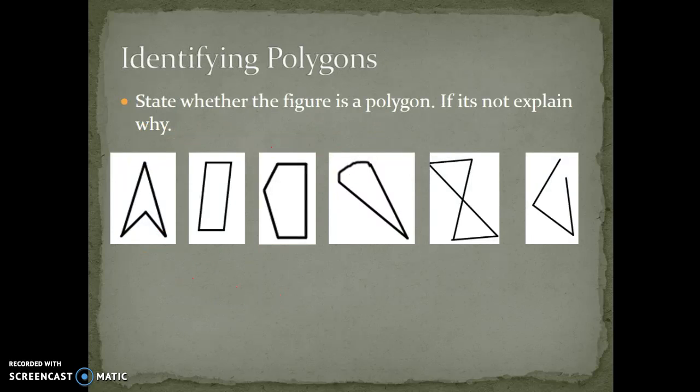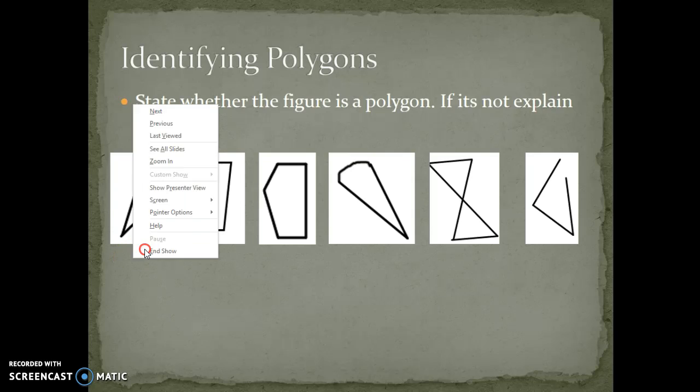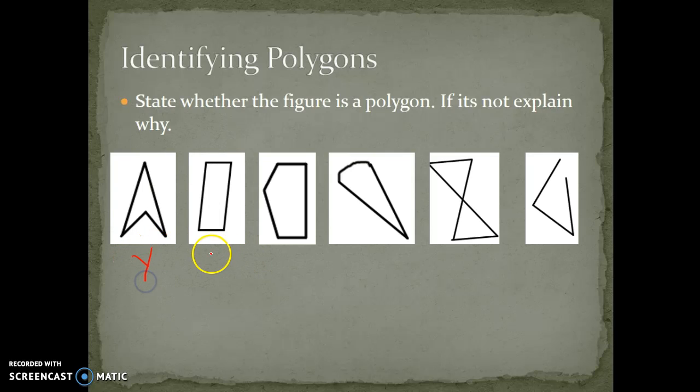Determining if something's a polygon, again, remember that it has to be a closed figure, has to have straight sides, and it can't overlap. So my first one would be a polygon, my second one, my third one, all polygons. However, this fourth one, because of the curved side, would not be a polygon. This one would not be a polygon because it crisscrosses over. And this one would not be a polygon because it is not a closed figure.